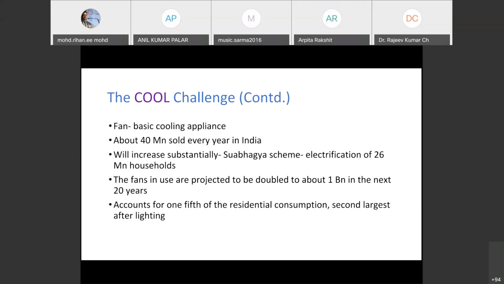And in India itself, about 40 million fans are sold every year. And as I discussed yesterday also, as we are increasing electrification to new areas, of course the number of fans will further increase, and we need to address this.